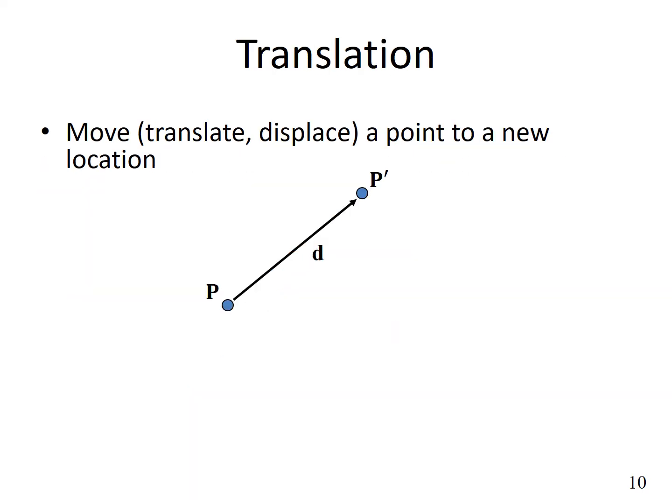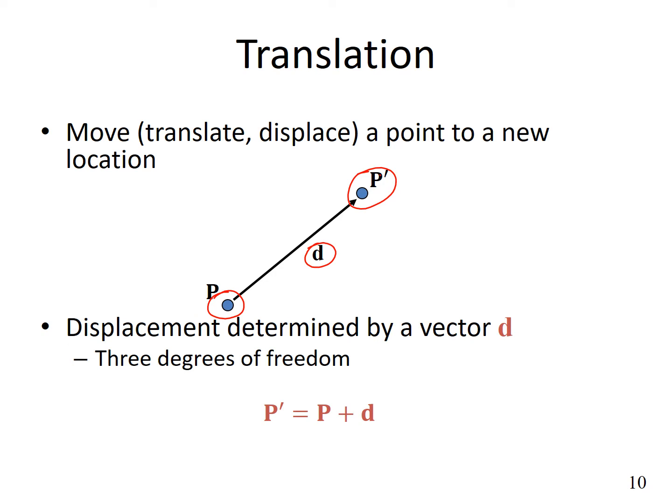Translation is basically moving a point to another location. So a given point P displaced by D will move to P dash. Displacement determined by a vector D has 3 degrees of freedom because D can move P along the x-axis and the y-axis and the z-axis simultaneously. Hence it has 3 degrees of freedom.